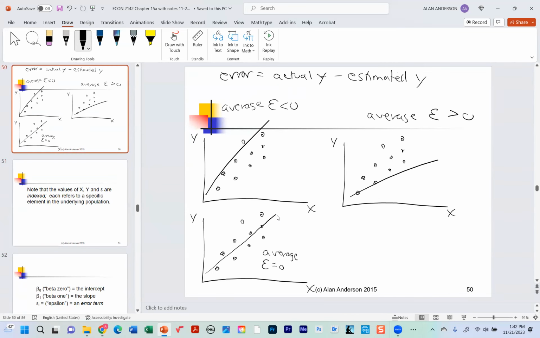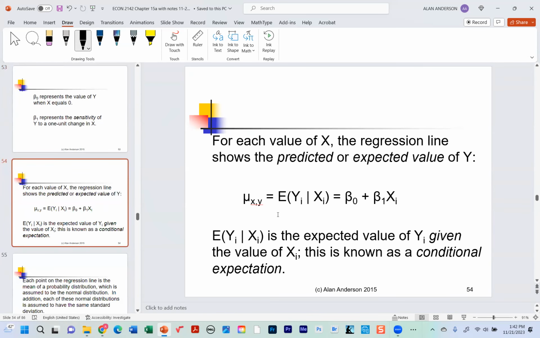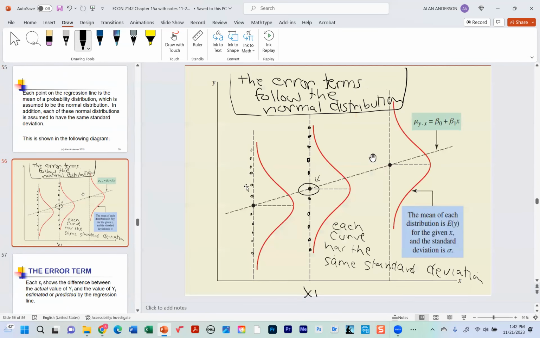And the indexing, yes, we mentioned that before. All right, so one more thing. Now, this is where it really gets interesting. The regression line itself is actually a series of centers of probability distributions. Those red curves are sideways versions of the normal distribution. The centers are on that line.